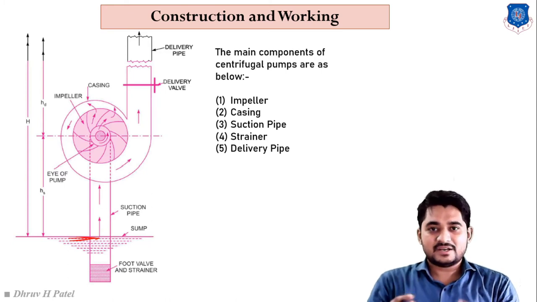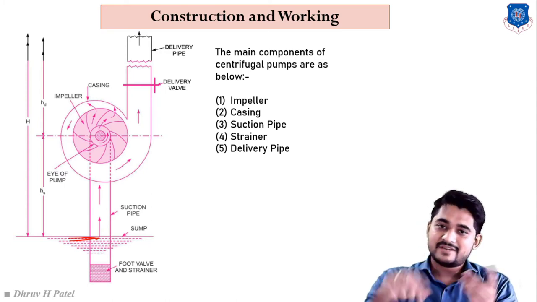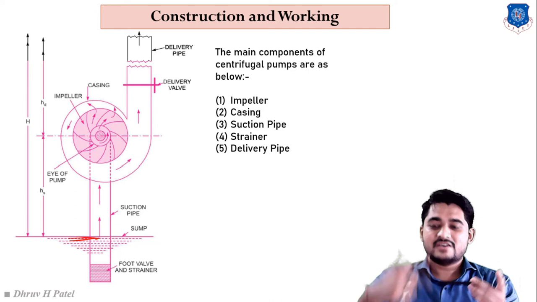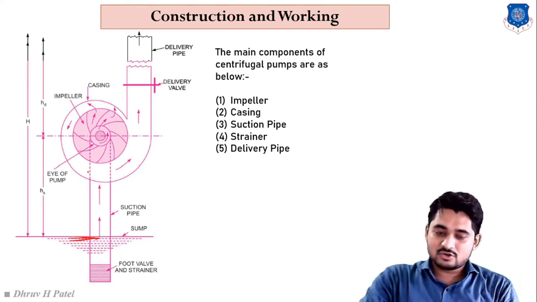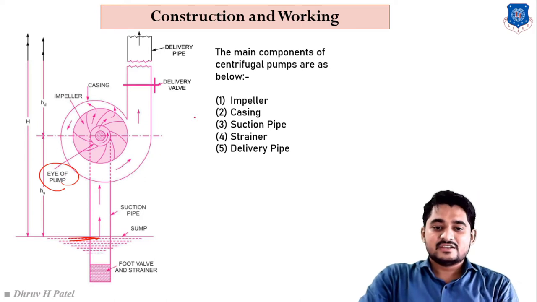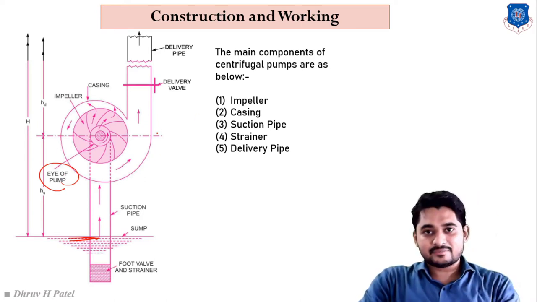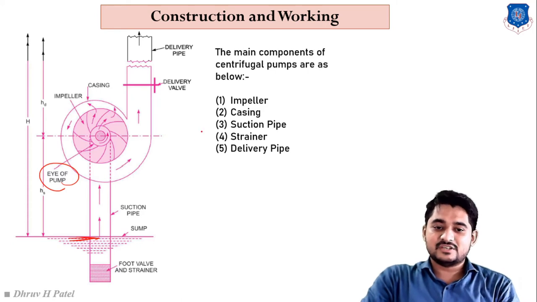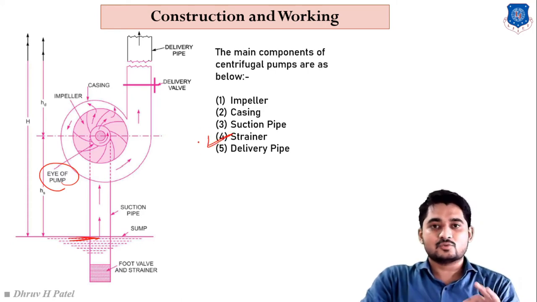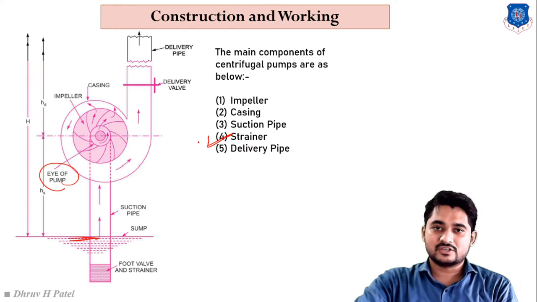First one will be the impeller, which is mounted on the shaft and rotates about the axis of the shaft. The center of the shaft is known as the eye of the pump, as mentioned here. Then the casing, which is spiral type, similar to the Kaplan and Francis turbine. Then the suction pipe, delivery pipe and strainer to prevent impurities from the water, right?